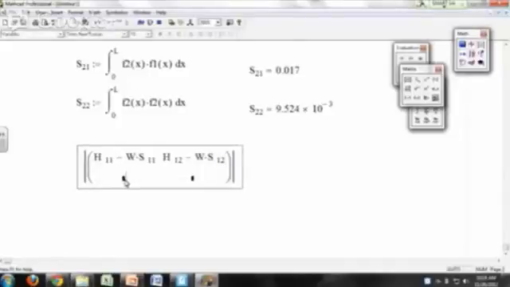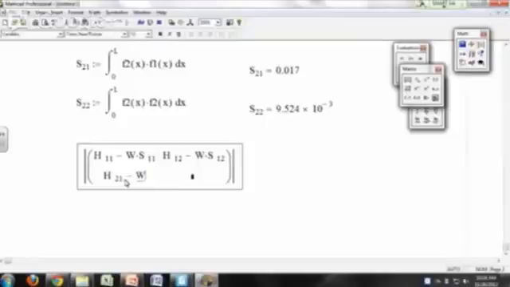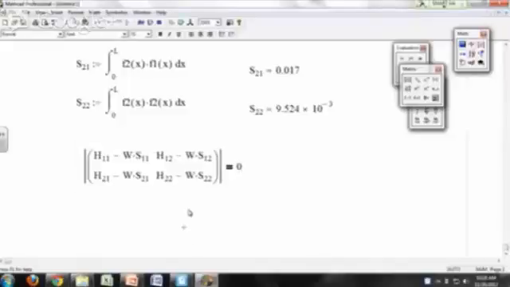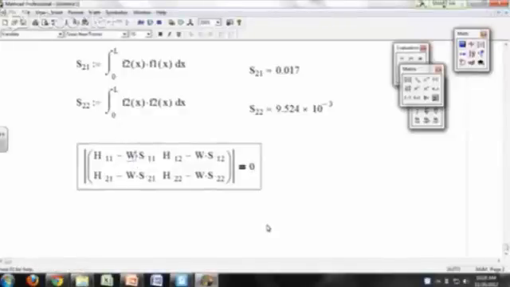This one is going to be what? This is row 2, column 1. H21 minus W times S21. And this one's going to be H22 minus W times S22. And this whole determinant is going to be equal to 0. For non-trivial solutions to exist, this determinant must be equal to 0. And so all we have to do now is solve for W.